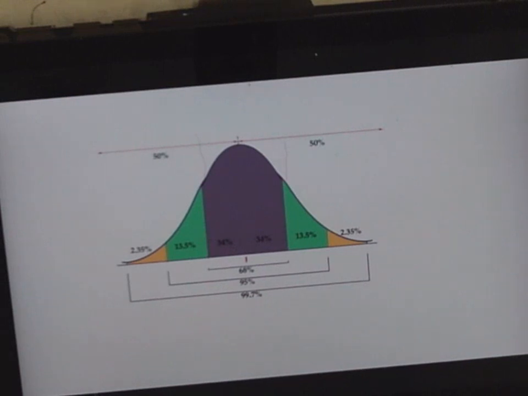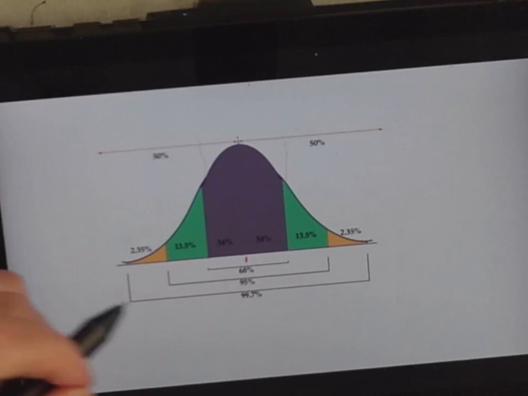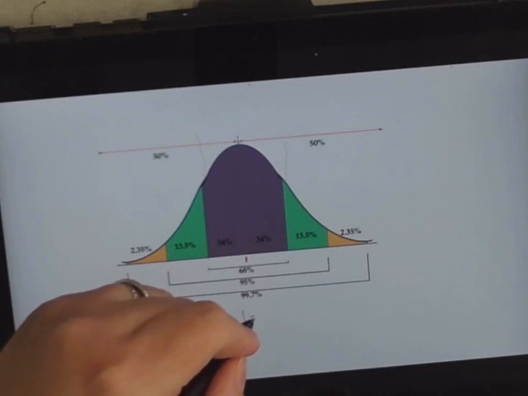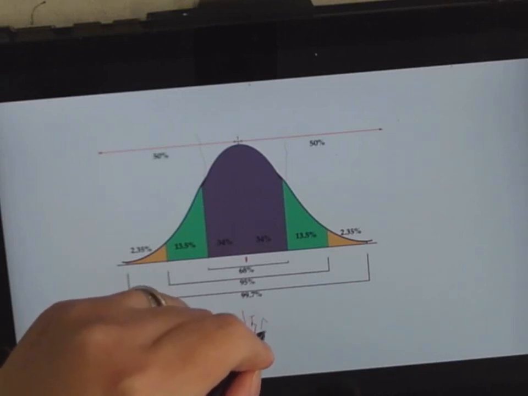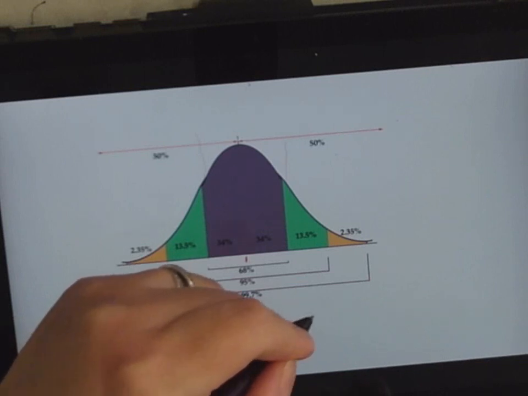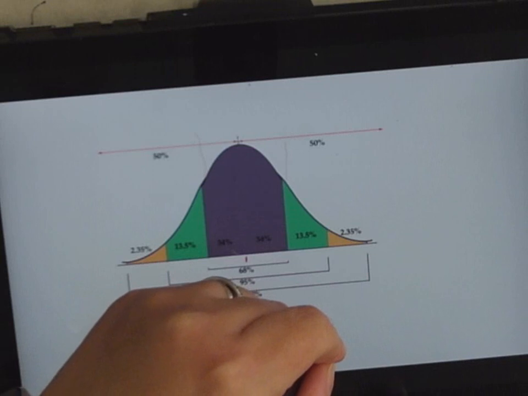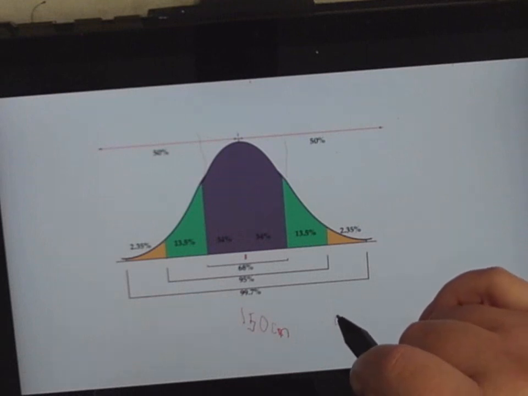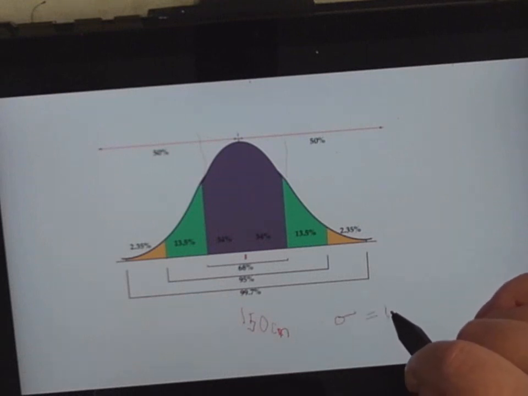So if I was surveying the heights of people, and we'll say the average height of people is 150 centimetres, that's very small, but we'll say the mean is 150 centimetres, and we'll say the standard deviation, sigma, is 10 centimetres.